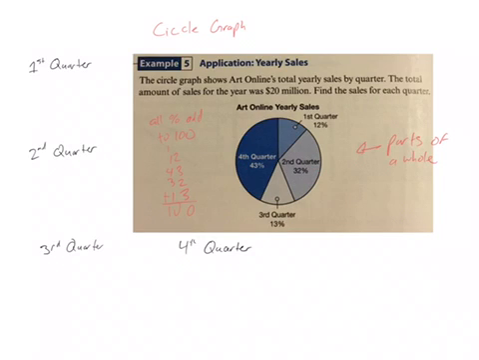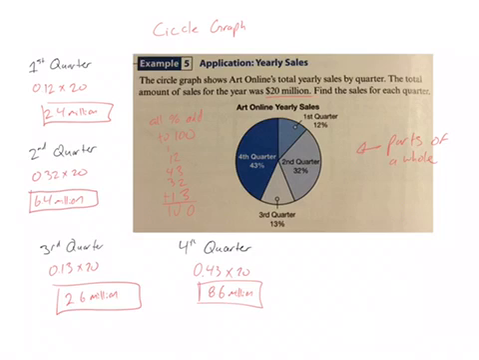So to find the sales for each quarter, I'm going to multiply 12% as a decimal, which should be 0.12, multiplied by the total amount. We're trying to find 12% of the total amount, which is 20 million, which is 2.4 million. Do similar things for the second, third, and fourth quarter, and you are set and ready to go.